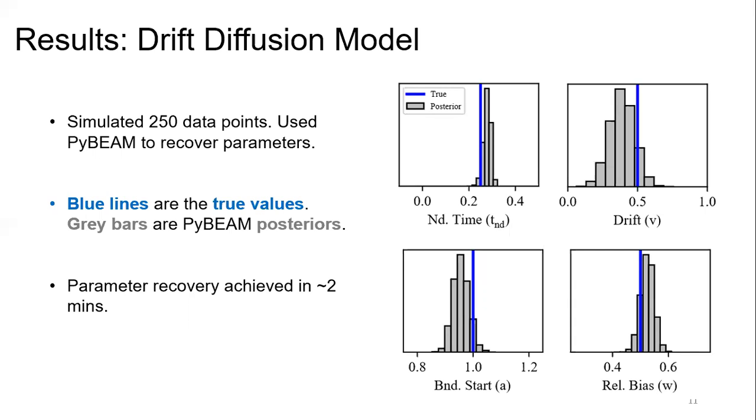We are getting very good parameter recovery of the initial parameters using PyBEAM, where each of these corresponds to a different parameter within the drift diffusion model: the non-decision time, drift, boundary location, and relative bias. Also notable is that parameter recovery was very fast. It was achieved in 2 minutes, again, with this older computer we were using. If you have a newer computer, this can easily be cut by a factor of 2.